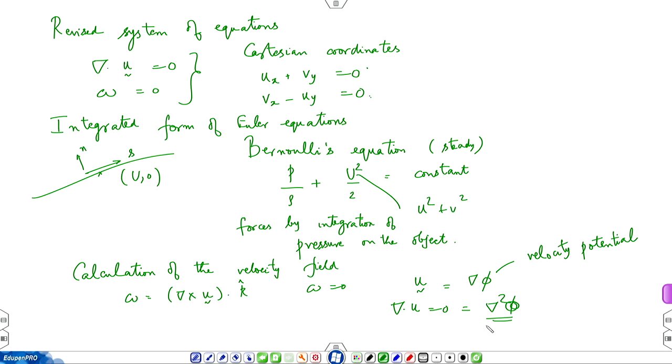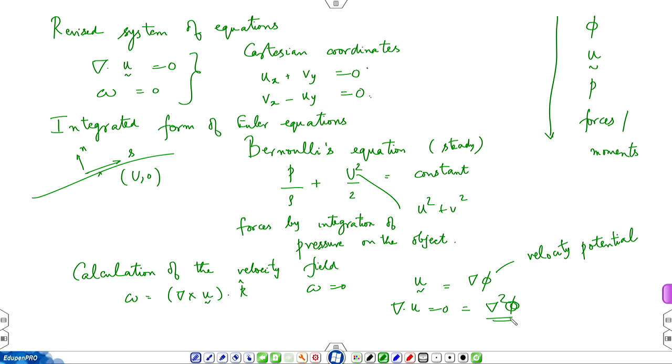So, the procedure is, now we are talking about solving for velocity, pressure, forces. If you can find phi, you can find u, you can find pressure, and you can find in general forces and moments. So, this is now the procedure for solving for the flow field in the limit of Re approaching infinity.